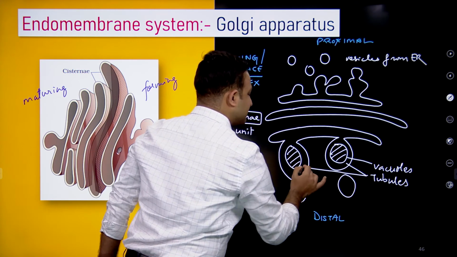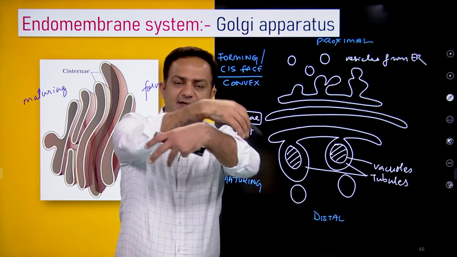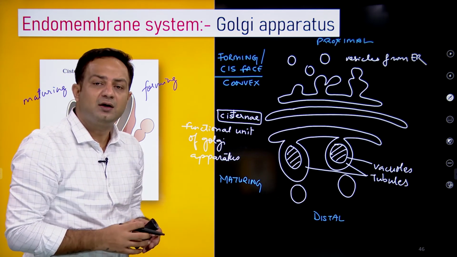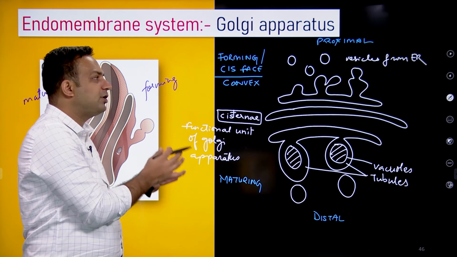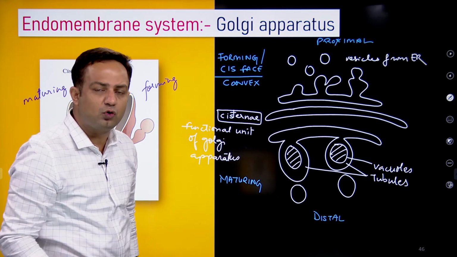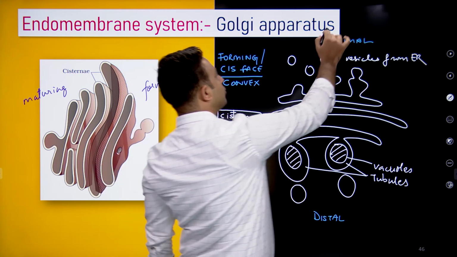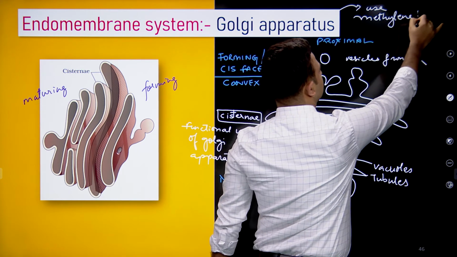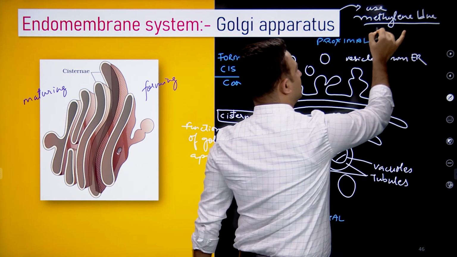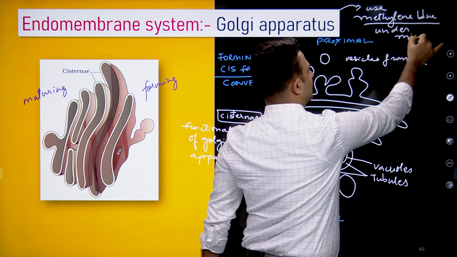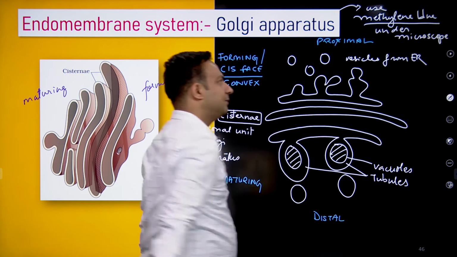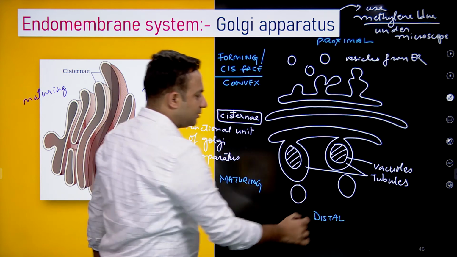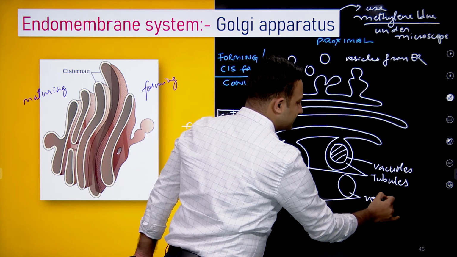These are tubules. It is possible that the tubules may intersect each other, because of which the Golgi apparatus is appearing reticulate. Clear? We observe the Golgi apparatus under microscope using methylene blue. What to use for Golgi apparatus? Use methylene blue under microscope to see this structure, right? Remember this. Use methylene blue to see this structure under microscope. These are what? These are vesicles.